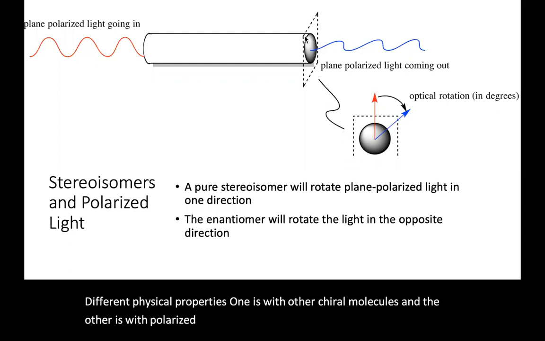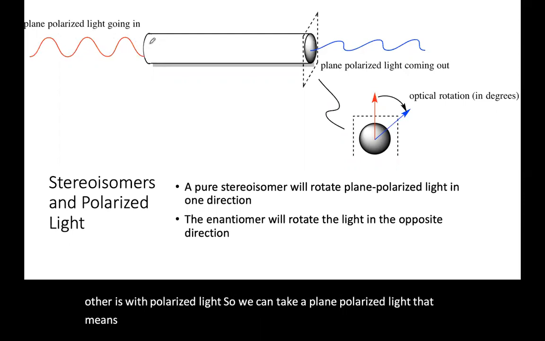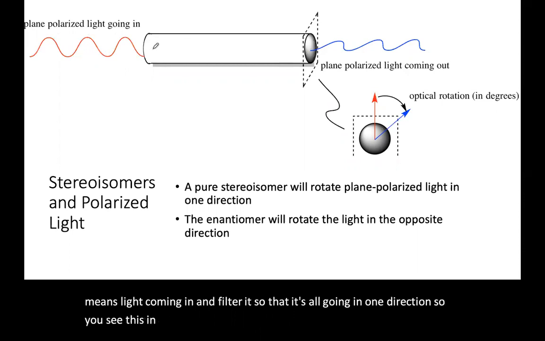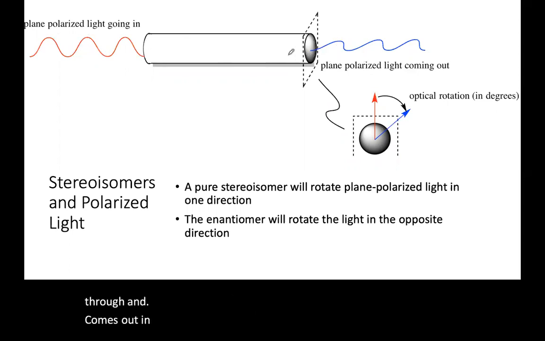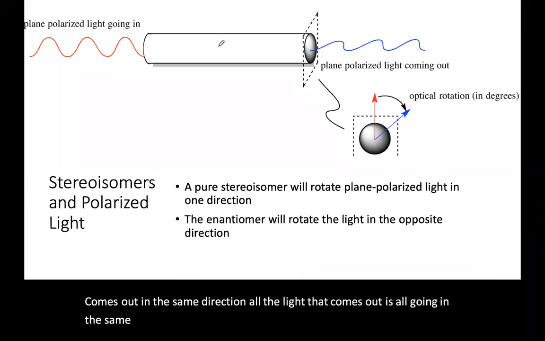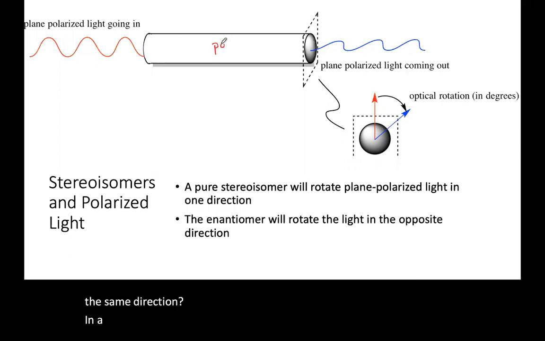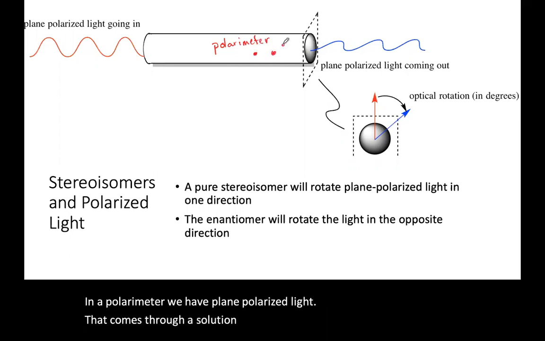So we can take plane polarized light, that means light coming in, and filter it so that it's all going in one direction. So you see this in a plane polarizing microscope, where all of the light goes through and comes out in the same direction. All the light that comes out is all going in the same direction. In a polarimeter, we have plane polarized light that comes through a solution of your molecules.